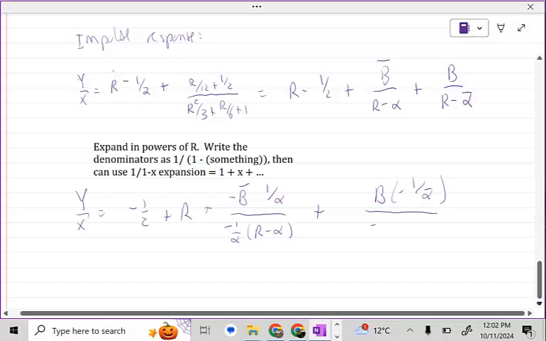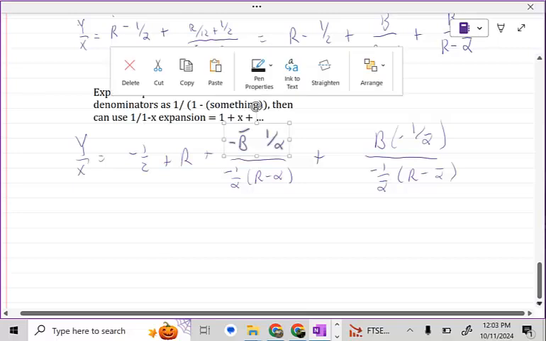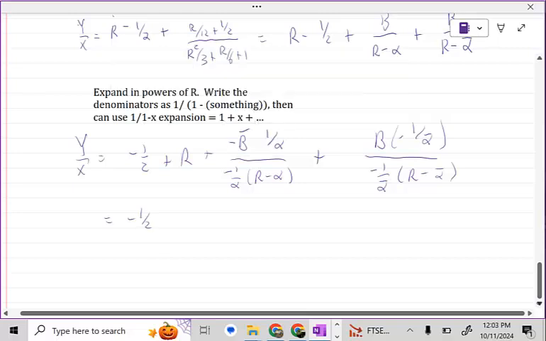And then this is going to be minus 1 over alpha bar down here. Okay, so let's see what we got here. We have equal to minus 1/2 plus R. And then we've got a minus, so I'll take the minus outside here. Minus beta bar over alpha divided by, now when I divide this out, the minus 1 over alpha and the minus alpha gives me a 1. And then the other term is going to give me minus R over alpha. Right?